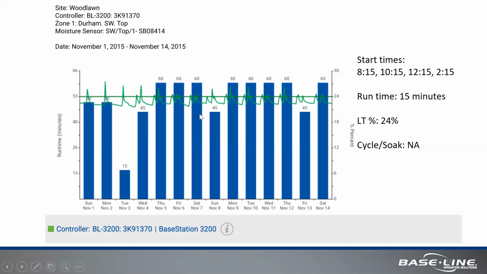So if we look at the moisture graphs and the data from these moisture sensors, the top of the wall was set to operate at 4 different start times throughout the day. Each start time would allow the controller or that zone to run for 15 minutes. A lower threshold was set at 24% depletion. And you can see that in most cases, that top of the wall zone on that system was irrigating all 4 start times throughout any given day.